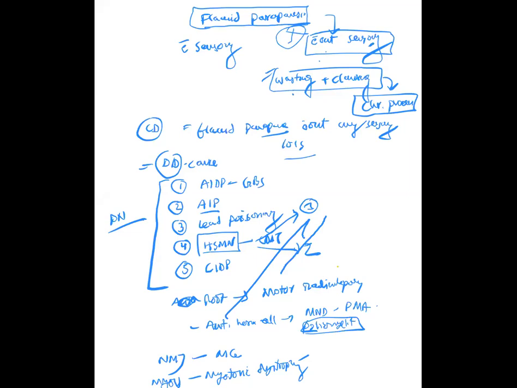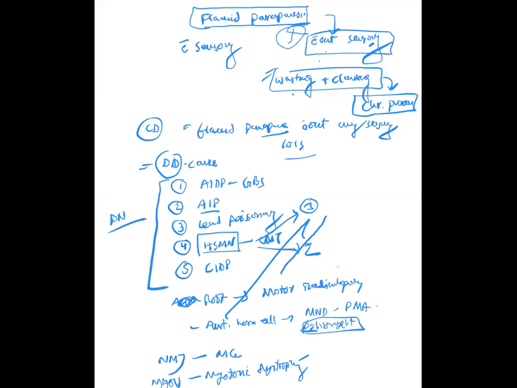So what may be the cause? It may be AIDP, acute inflammatory demyelinating polyneuropathy, or CIDP. Another is acute intermittent porphyria, and in porphyria there is a lead cause, plumboporphyria, so lead poisoning. Then hereditary sensory motor neuropathy, then maybe motor radiculopathy. There may be anterior horn cell disease like MND, and there may be myasthenia gravis or myotonic dystrophy.